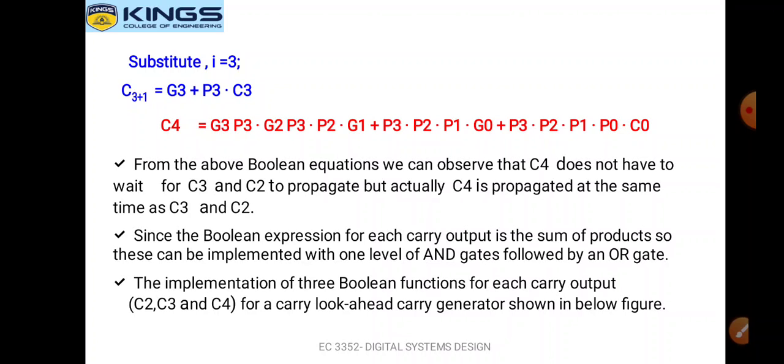From the above Boolean equations we can observe that C4 does not have to wait for C3 and C2 to propagate, but actually C4 is propagated at the same time as C3 and C2. Then the Boolean expression for each carry output is a sum of products. So these can be implemented with one level of AND gates followed by an OR gate. Similarly, we can implement the Boolean functions for each carry output C2, C3 and C4. I'll show you how the implementation can be done.